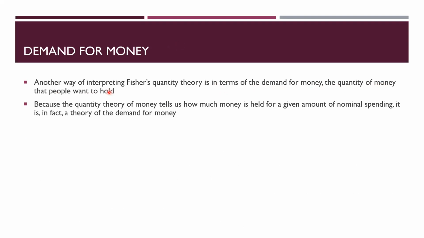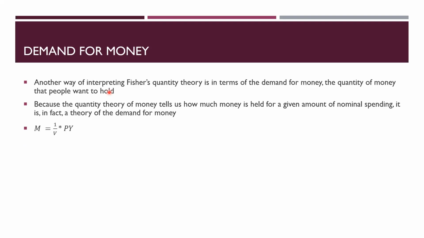So because the quantity theory of money tells us how much money is held for a given amount of nominal spending, it is in fact a theory of the demand for money. And it is quite interesting, as we are going to see when we are comparing this theory, Fisher's equation, and Keynes' theory of demand for money. It will be interesting to have a look at that. But generally, we are saying also that Fisher's quantity theory is a representation of the demand for money.